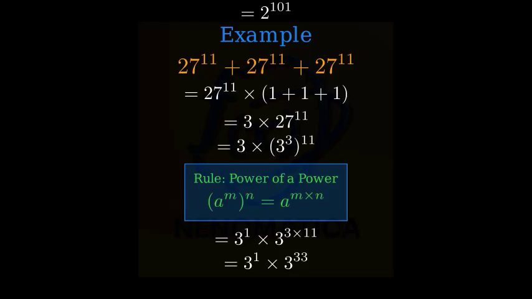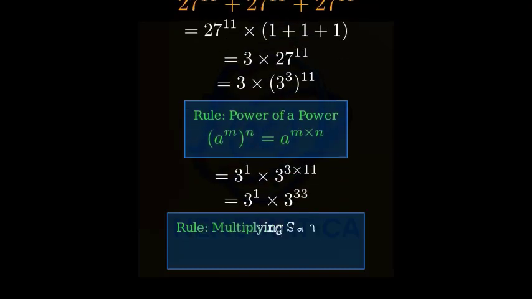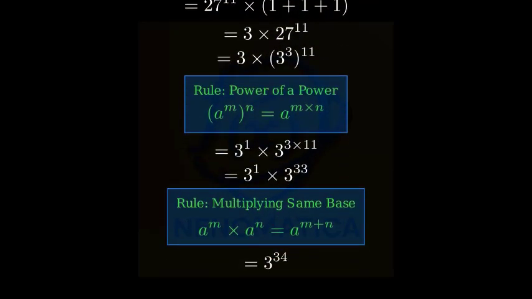So we have 3 to the power of 1 times 3 to the power of 33. Finally, using the rule of multiplying powers with the same base again, we add the exponents. 3 to the power of 1 times 3 to the power of 33 equals 3 to the power of 1 plus 33, which gives us 3 to the power of 34.